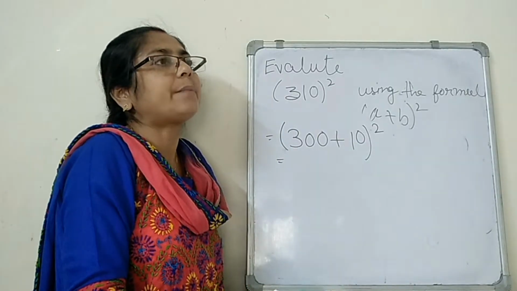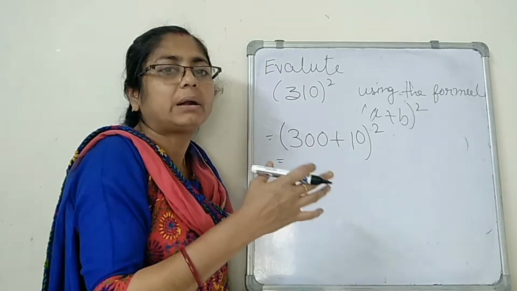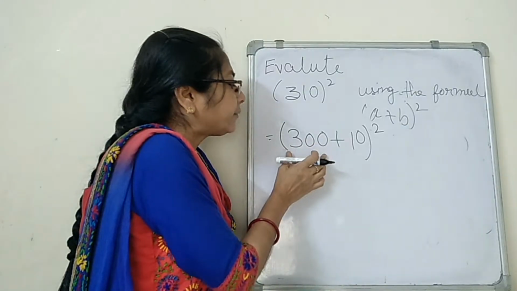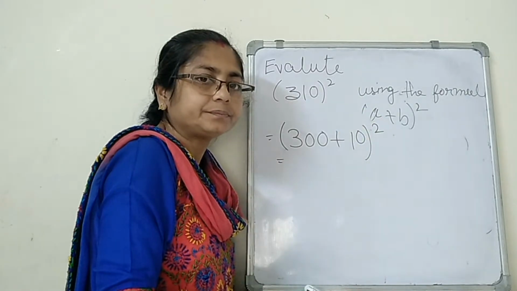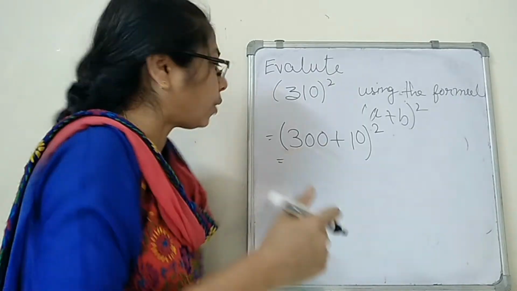At the time of the exam, we have very little time. So if we use the time properly, we can get full marks. Okay? For that reason, I take (300 plus 10) whole square. Clear? Have any questions? If you have any questions, please write in the chat box.